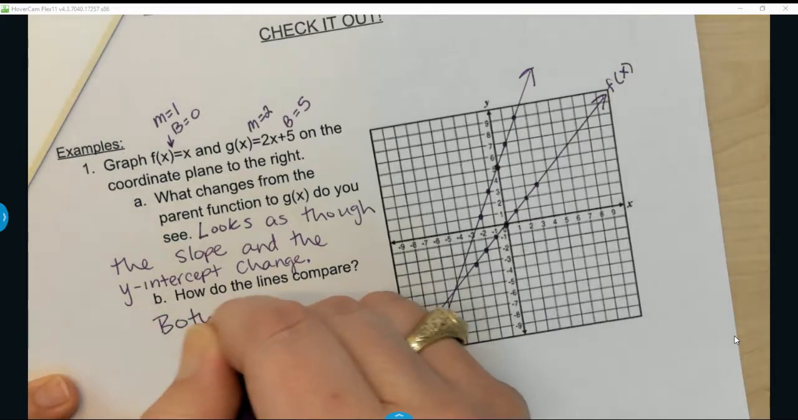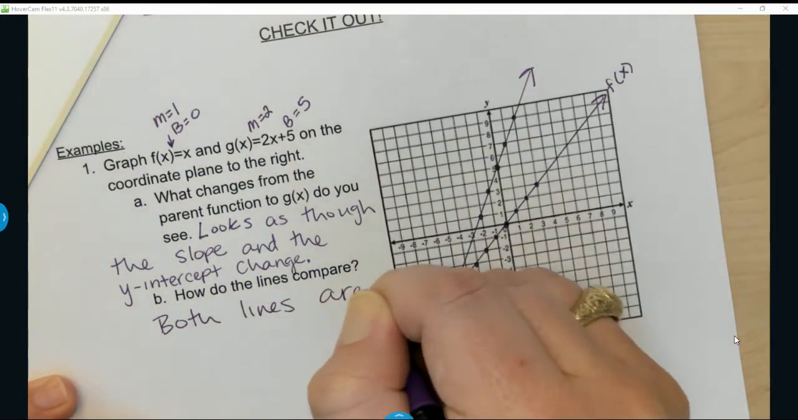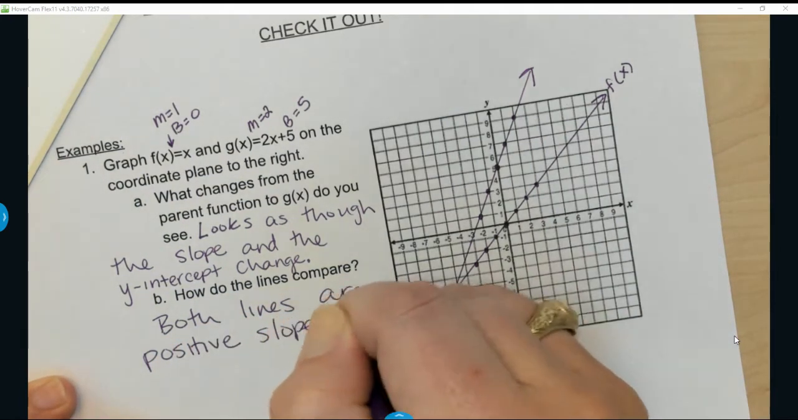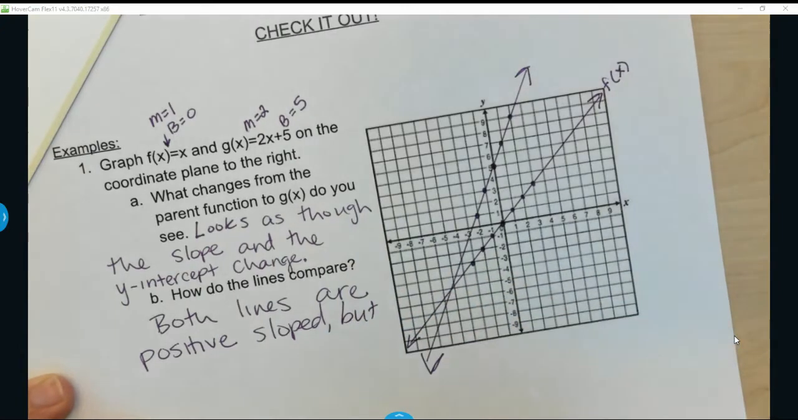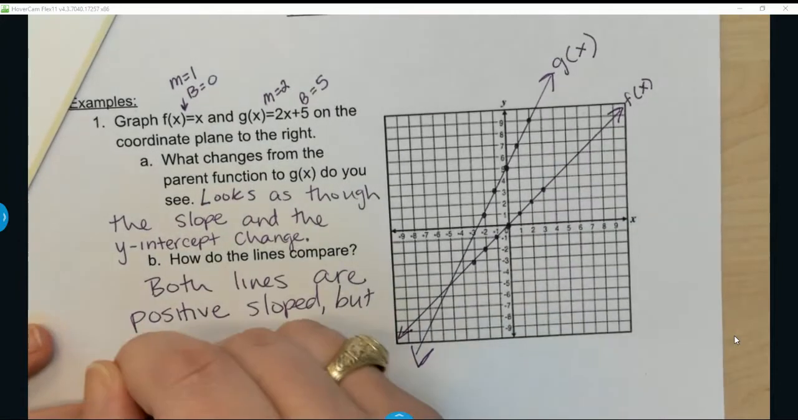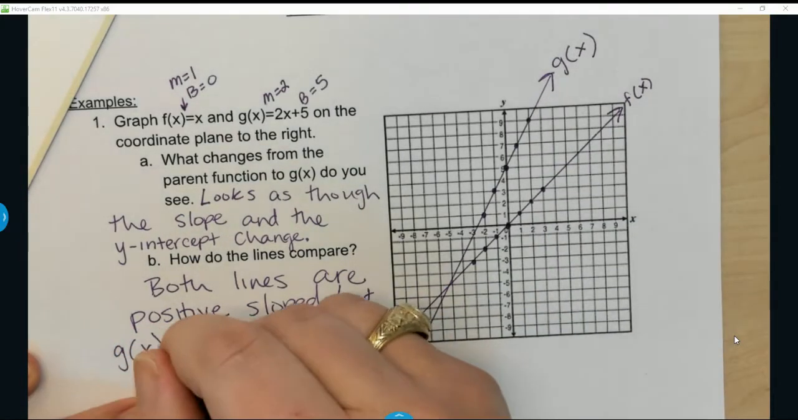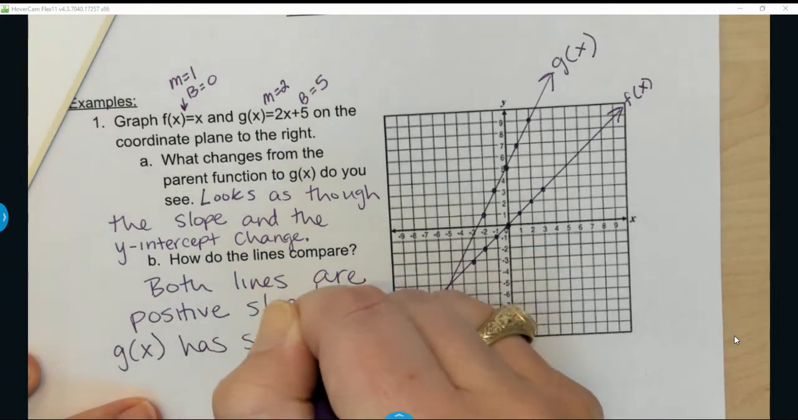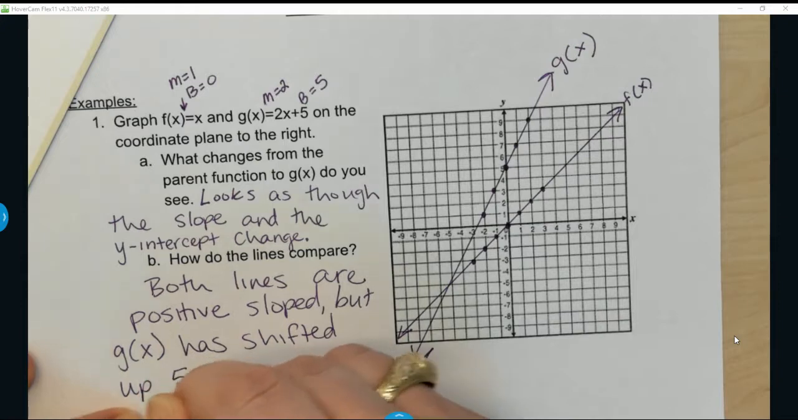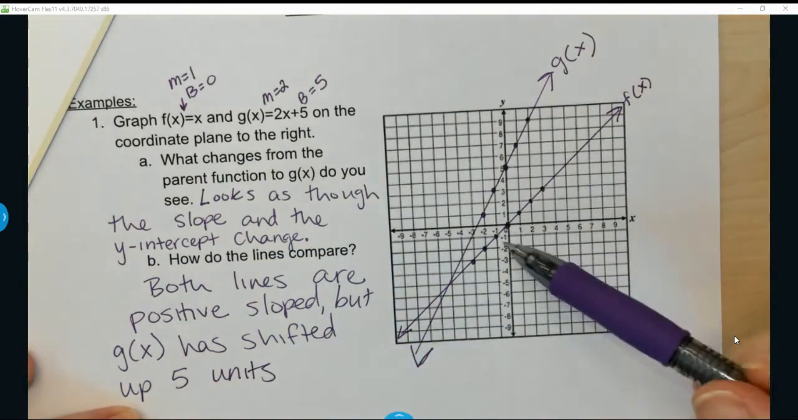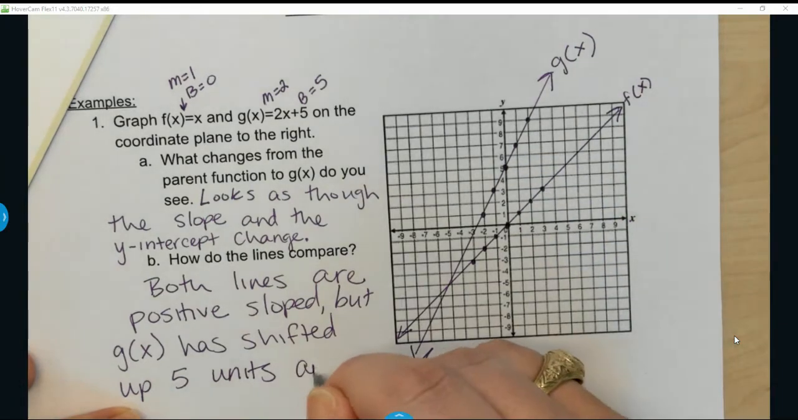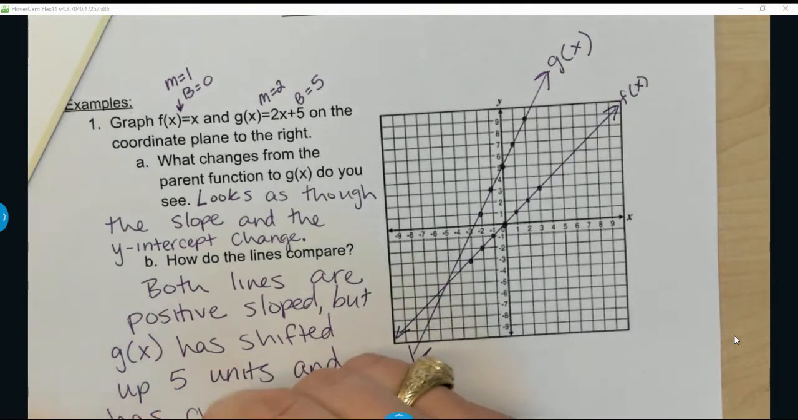And then to expand on that, meaning both lines are positive sloped, but I'll go ahead and name this g of x. But g of x has shifted up 5 units, because when I look at this original and then I look at this one, it has shifted up 5 and has gotten steeper.